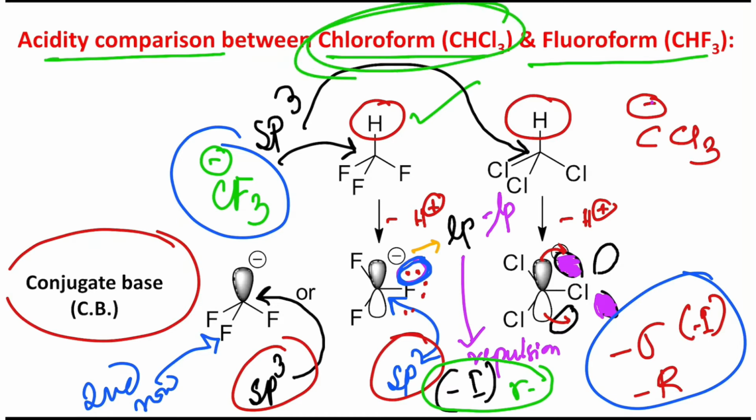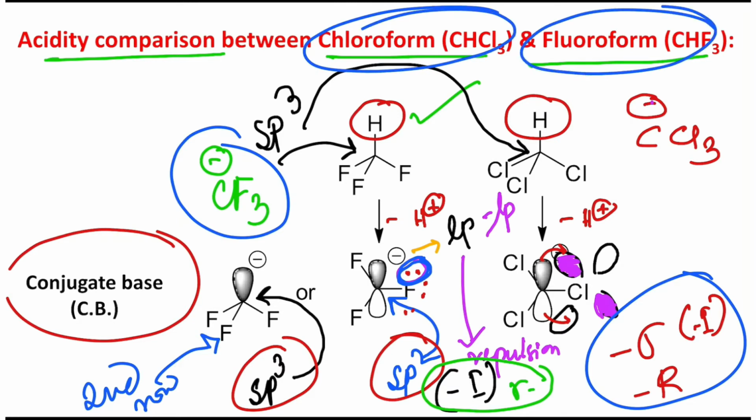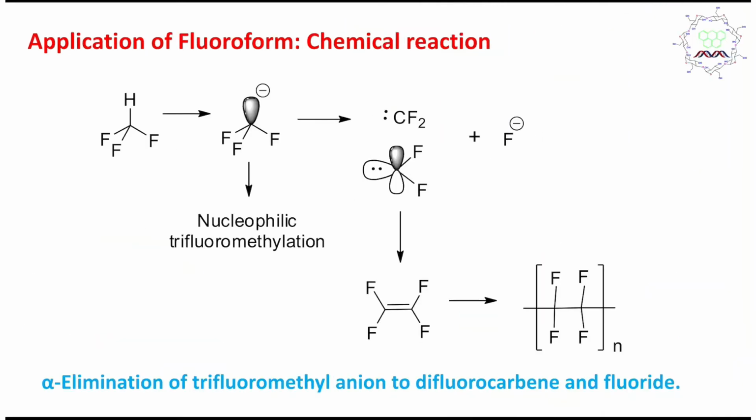Student, chloroform is more acidic than fluoroform, and experimentally if you look at the pKa value, the chloroform pKa value is 15.7, but the fluoroform pKa value is 25 to 28. Source is Wikipedia. So from these we concluded that chloroform is more acidic than fluoroform. Now, so we understand the acidity. Let's come to the application of fluoroform.